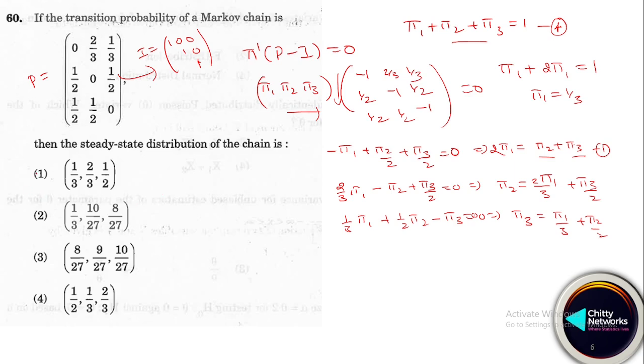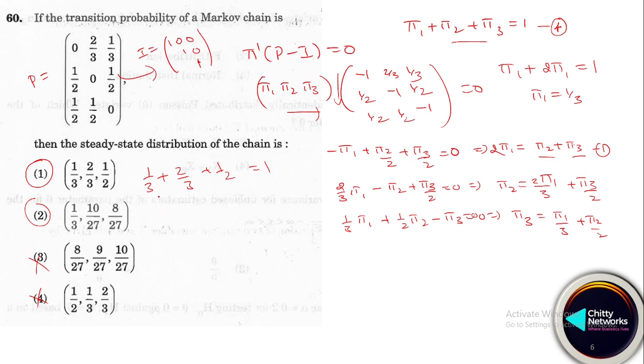If pi 1 is 1 by 3, then options 3 and 4 are ruled out. Now we have to see between options 1 and 2. Fine, we shall just verify this: whether 1 by 3 plus 2 by 3 plus 1 by 2 is equal to 1. Let us check.